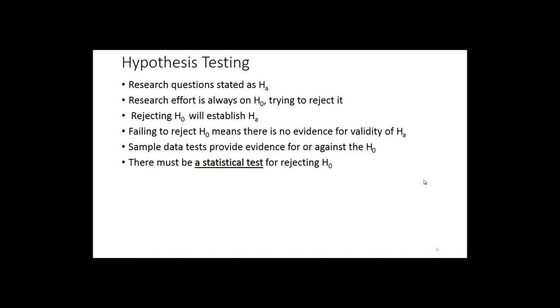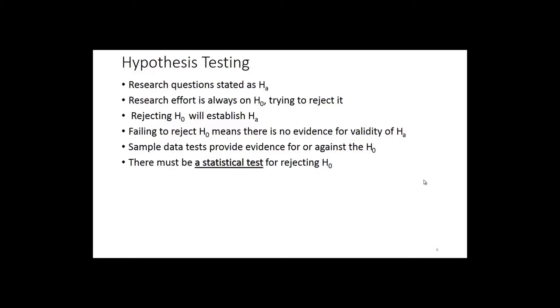So in hypothesis testing, the research question is always stated as the alternative hypothesis, and research effort is always on the null hypothesis. We always try to reject the null hypothesis by finding some evidence against it. By rejecting the null hypothesis, we establish the alternative hypothesis, find some support for that, and failing to reject the null hypothesis means that there's no evidence for the validity of the alternative hypothesis.